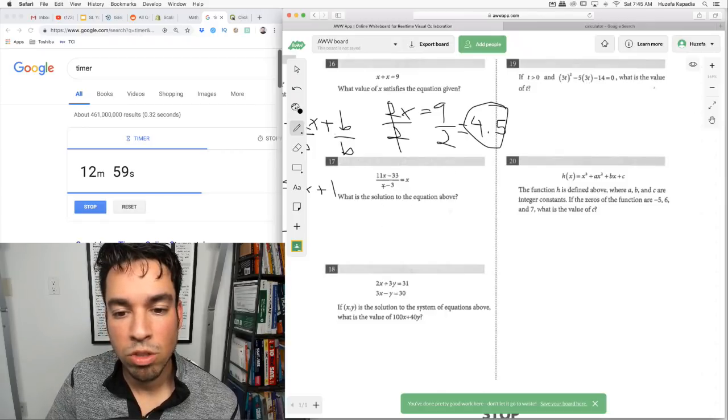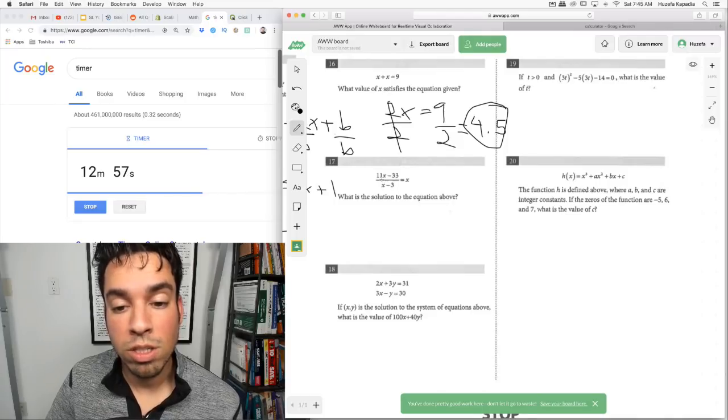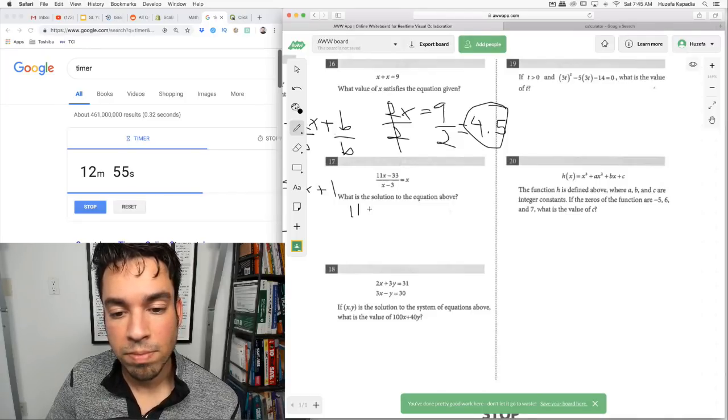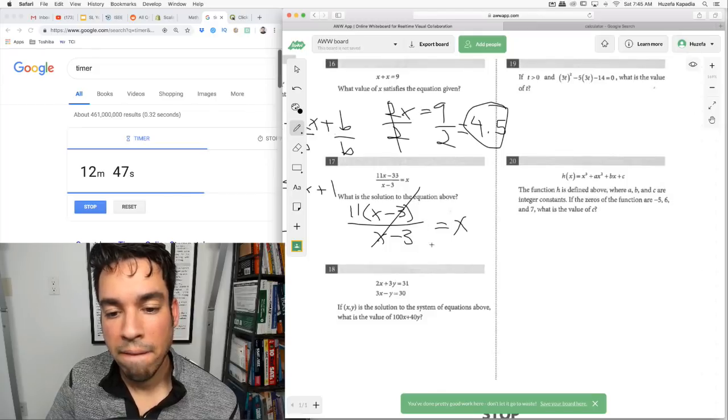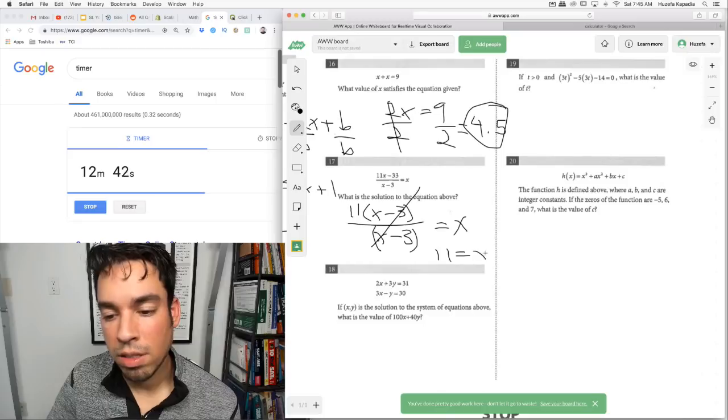Next, what is the solution? First things first. Actually, watch this. I'm going to factor out 11. X minus 3 over X minus 3 equals X. Cross cancel. Cross off these guys, right? And then it's just 11 equals X. And there's your answer. You can just grid in 11.